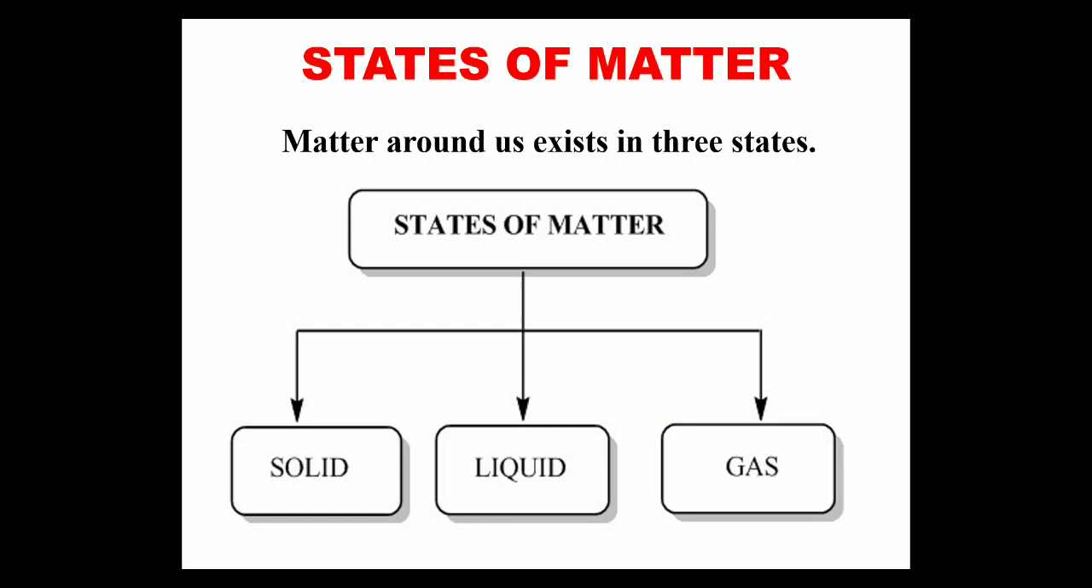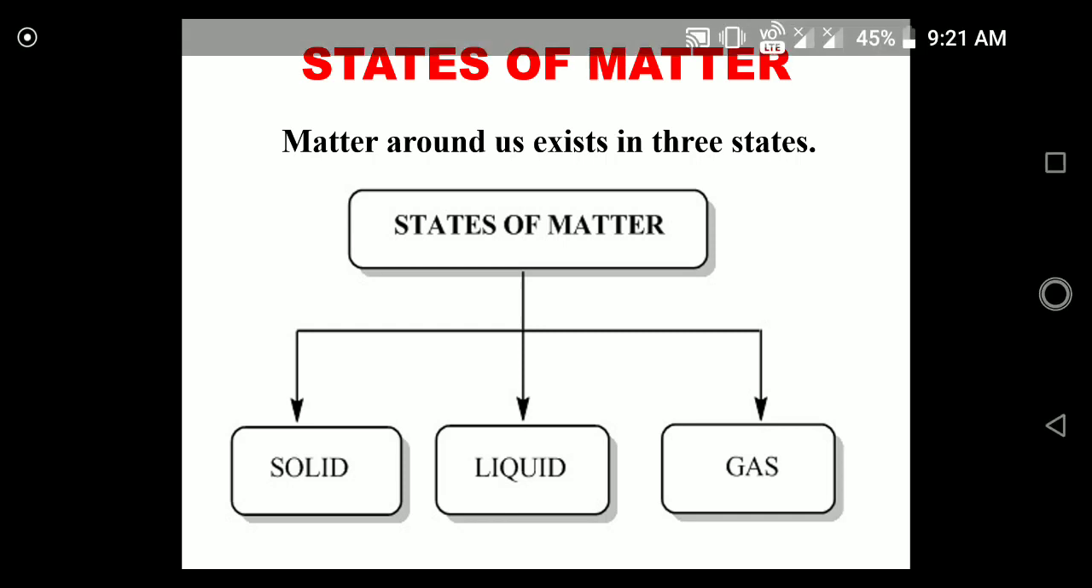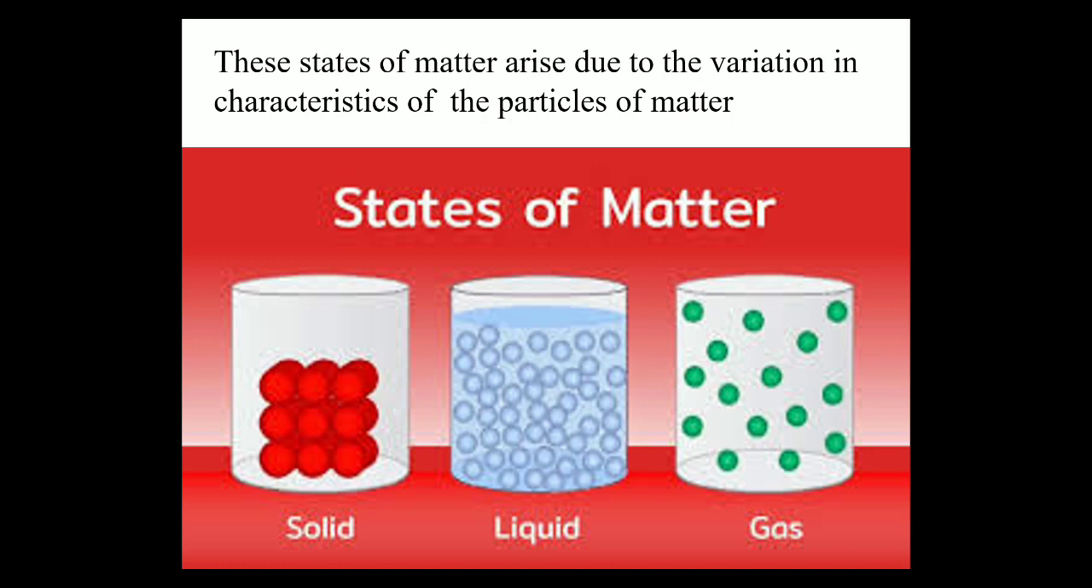Now let's move on to today's new topic, that is states of matter. Okay, we must know that there are three states of matter, that is solid, liquid and gas. What are the three states of matter? Matter around us exists in three states, that is solids, liquids and gases. So let us move on to the next slide.